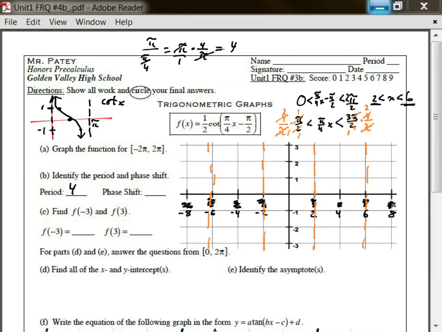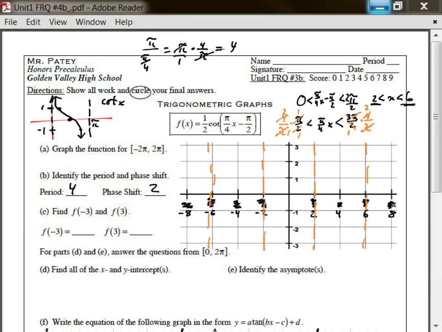Now the phase shift, you guys can look at different ways. I'm just going to look at this. You see this asymptote right here? Normally it's at x equals 0. But this asymptote is at 2. So it shifted to the right 2. You guys got that? So we're going to say positive 2.